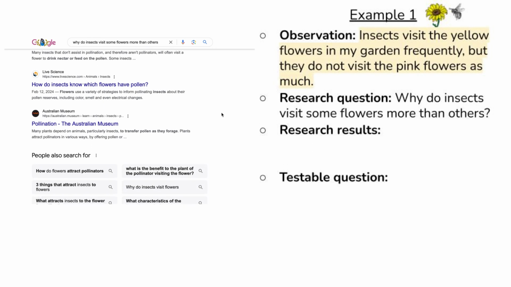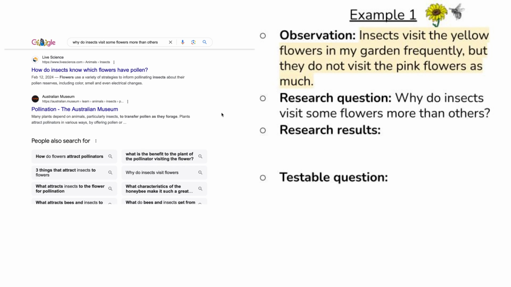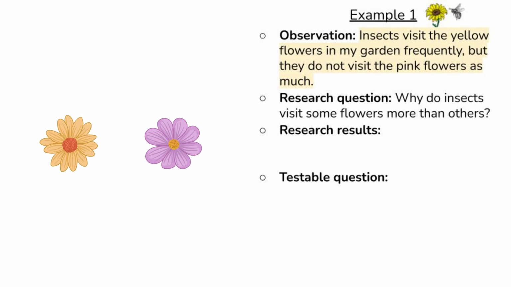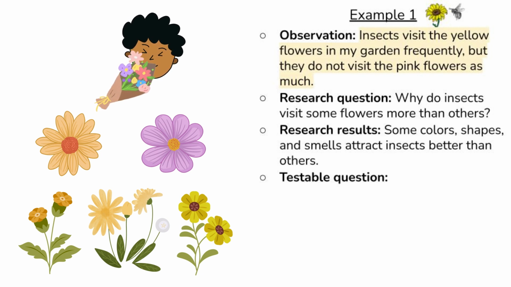I'm noticing a few that also mention color or smell. This one says electrical charge, which is kind of weird. But clearly people seem to think flower color, shape, and smell are important. Now, if we were to use flowers and insects for our science project, we would need to do some more background research, but this is enough for right now.